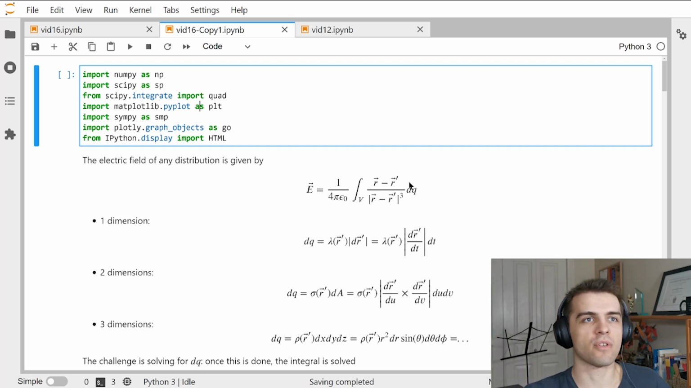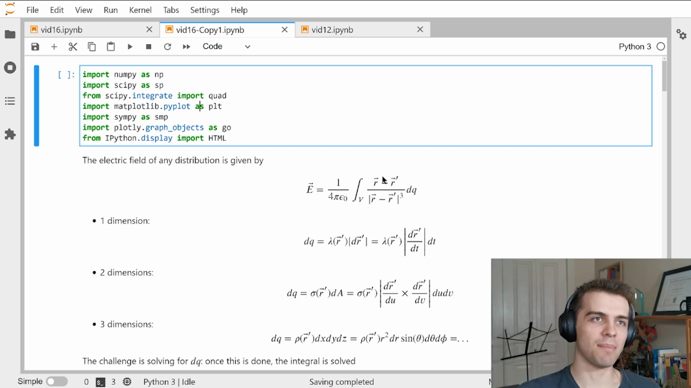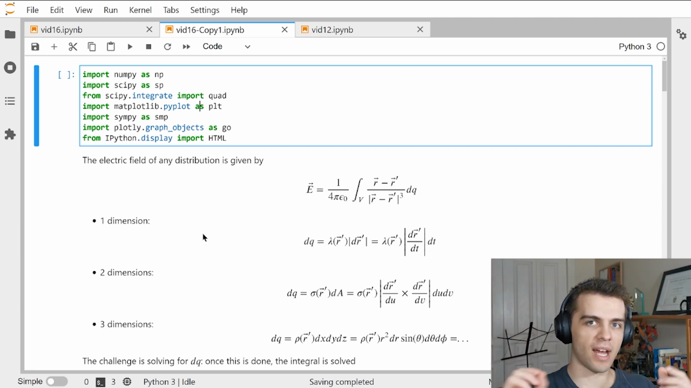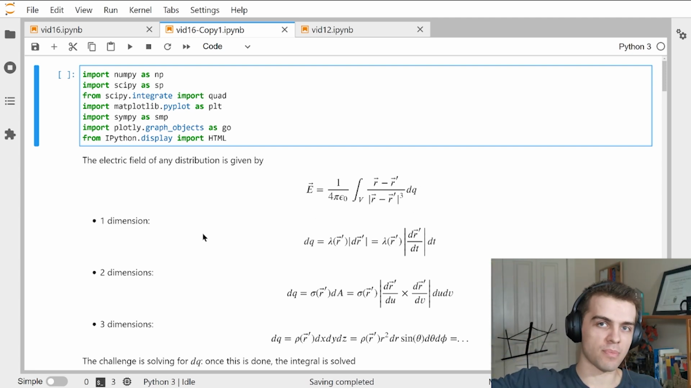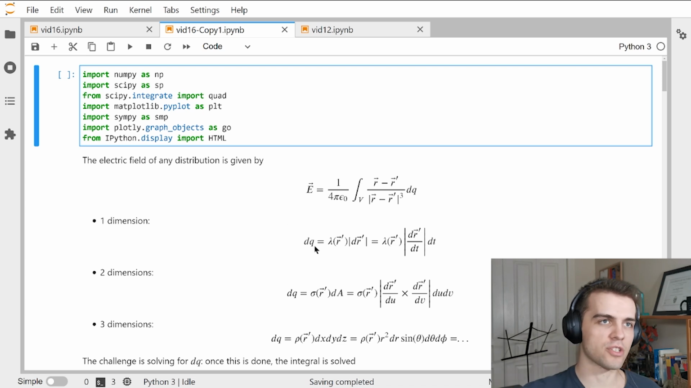And so the challenge here, of course, is finding out what is dq. As you scroll through r prime and you go to all the different locations of r prime, and you'll see what I mean by that in a minute, what is the location of dq at that position? Now, there are multiple things that you can have here. You can have one-dimensional charge distributions like a wire. You can have 2D surfaces of charge. You can also have 3D volumes of charge. And so we'll focus on one dimension today. Eventually, I'll make some videos on 2 and 3 dimensions.